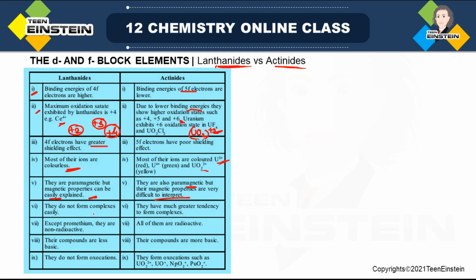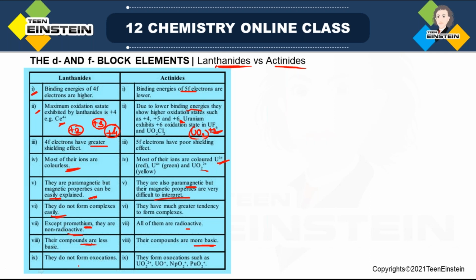Okay. They do not form complex easily. That means complex formation tendency for lanthanides is less compared to actinides. Lanthanides, except promethium, are non-radioactive. So this particular element is radioactive. But here all of them are radioactive. Their compounds are less basic, while actinide compounds are more basic. Lanthanides do not form oxocation, but for actinides, oxocation formation is very common.